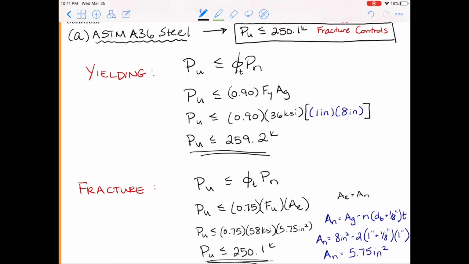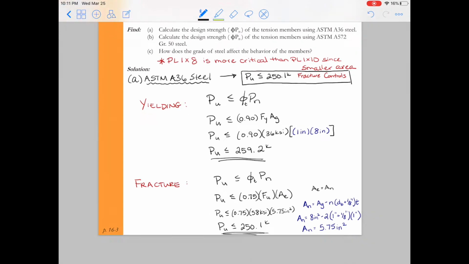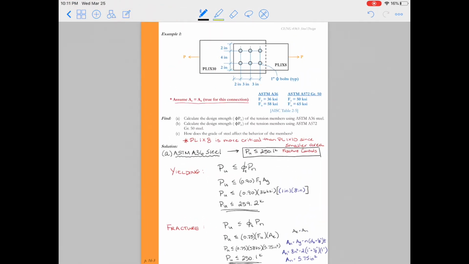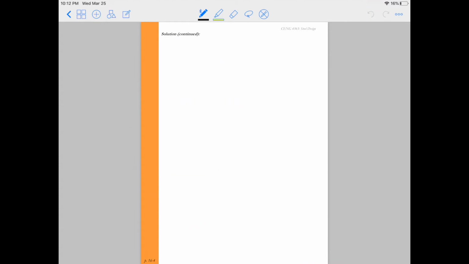All right, so hopefully you have this kind of processed. We're going to do this again for part B. Part B has a different grade of steel, so it's now an A572 grade 50 steel. Mostly repeating these same calculations, so please go ahead and pause the video and try part B on your own.